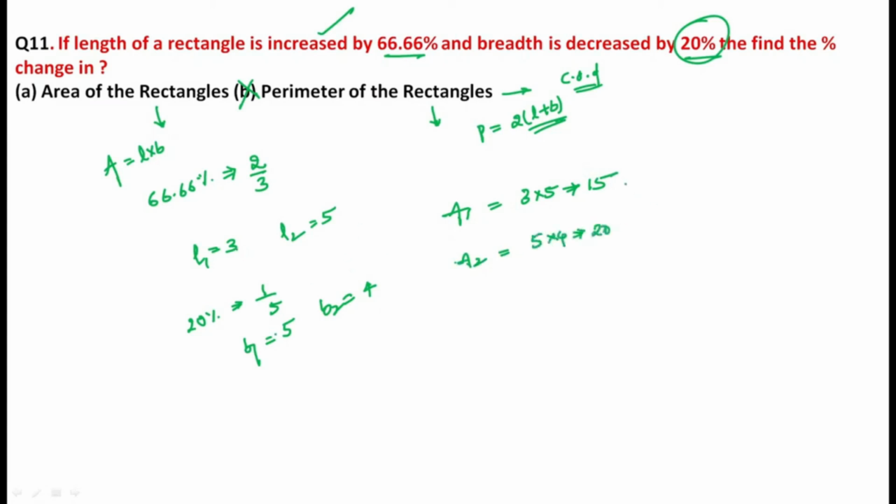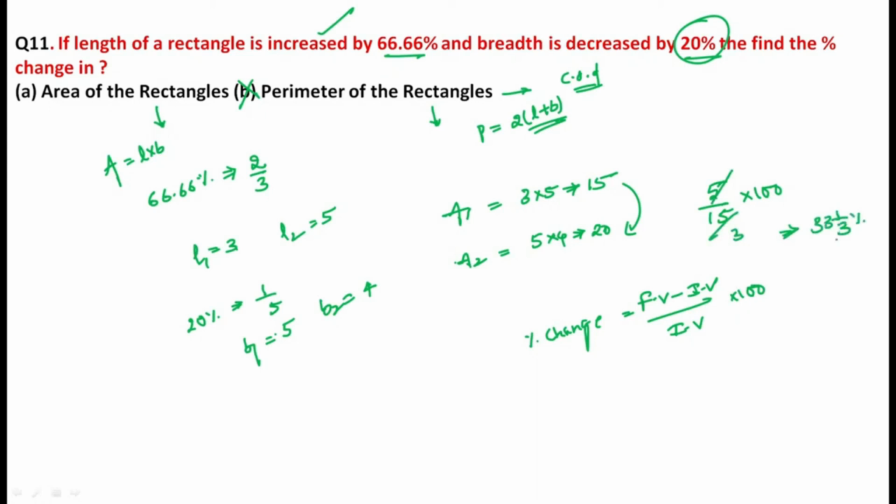It's equal to 20. Now definitely the area increases by 5 units divided by 15, so 5 by 15 of 100. Why? Because of the percentage change formula: final value minus initial value by initial value into 100. The value becomes 33 1 by 3 percentage. Whether it is an increase or decrease, of course it's an increase. Why? Because initially it's 15 units, now it becomes 20 units.